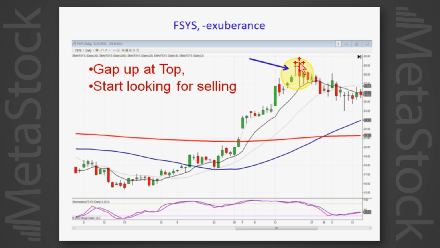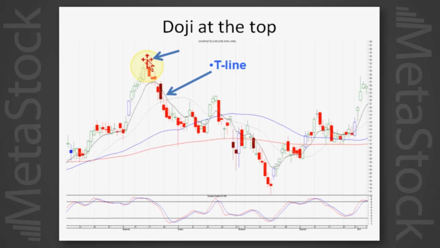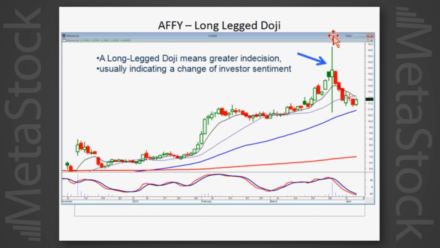This is where everybody is exuberantly buying. So if I see a doji gap up in the overbought condition, I'm immediately starting to look for a reversal signal. So again, that doji, that far away from the T-line tells me it's time to start taking profits. And if a doji means indecision, a long-legged doji means greater indecision.